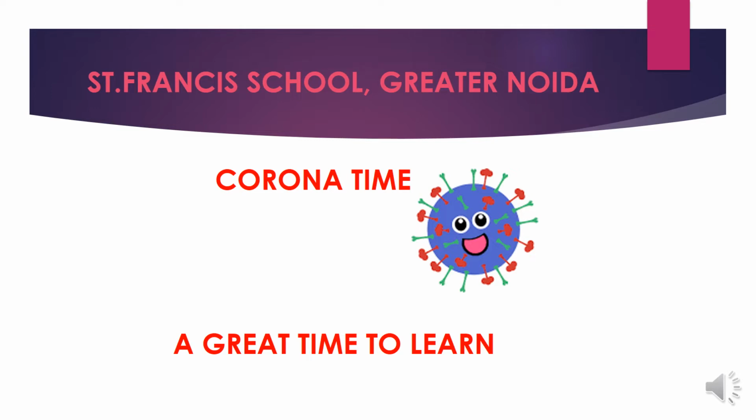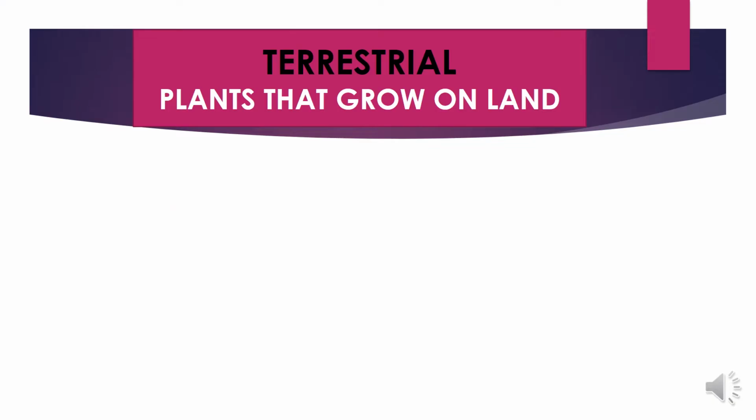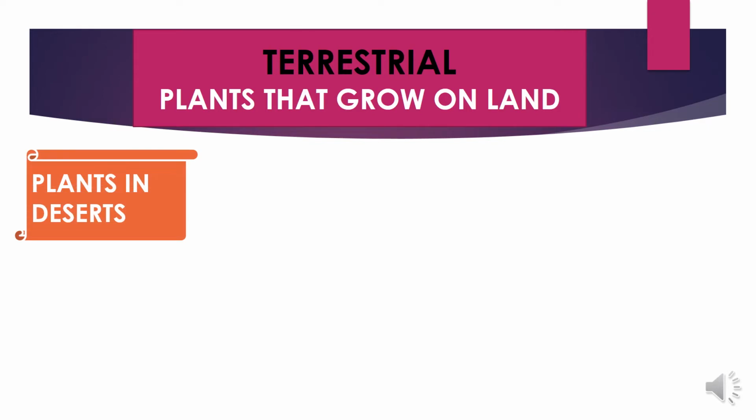So, children, let us continue with the chapter Adaptations in Plants. As we all know, we were discussing in our last class about how plants adapt themselves to survive in different habitats. So, we will continue with the same. Children, in the last class, we had discussed the terrestrial plants, the plants that grow on land. Now there can be different kinds of terrestrial plants. So in the last video we had discussed the plants that grow in deserts.